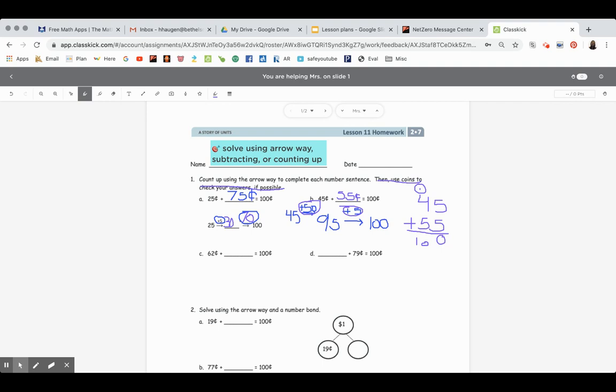Now, the other way you could do that is by subtracting. So let me get a different color. You could actually start with 100 and you could subtract the 45.